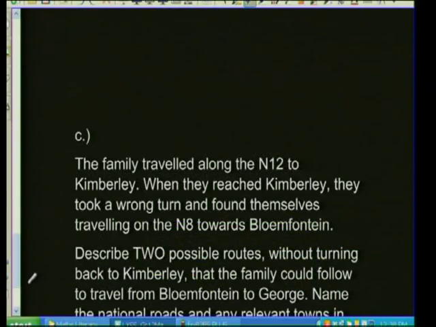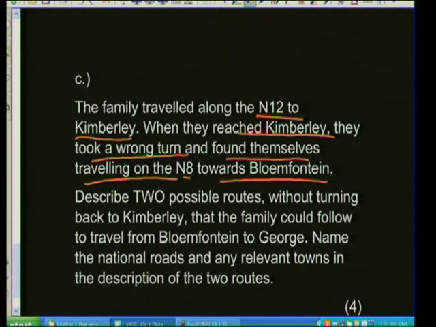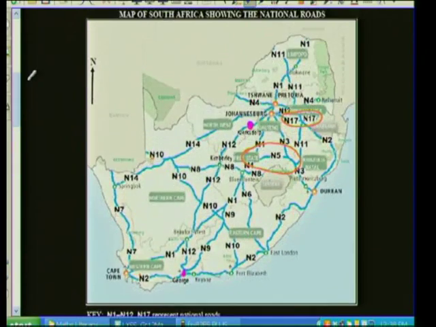Right, and our next question says, the family travelled along the N12 to Kimberley. When they reached Kimberley, they took a wrong turn and found themselves travelling on the N8 towards Bloemfontein. Now I'd like to know where they were. So let's go back to our map. Let's delete what we've got on our map.